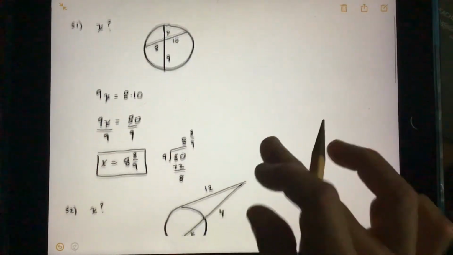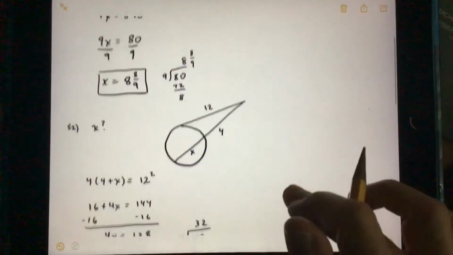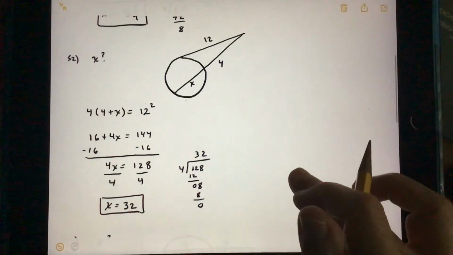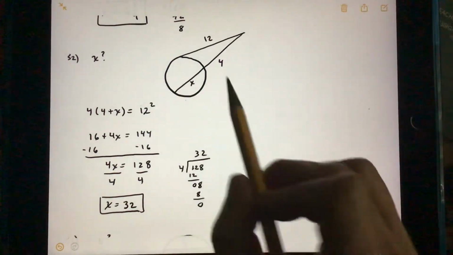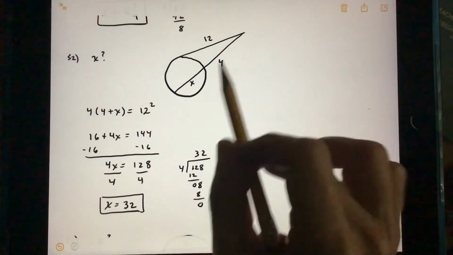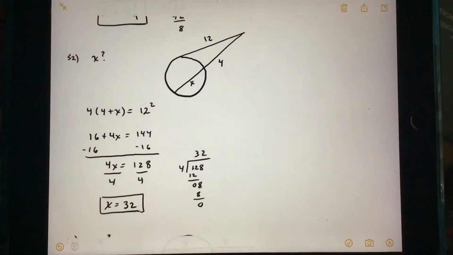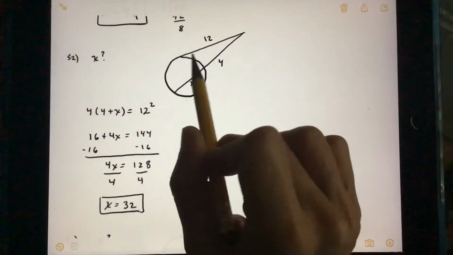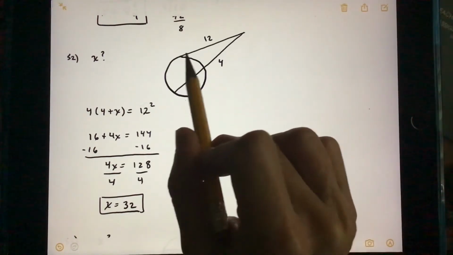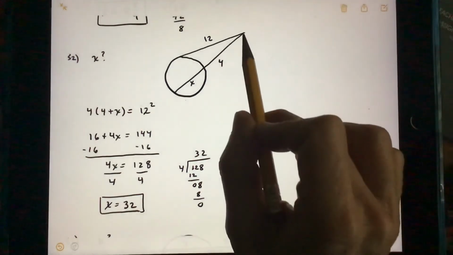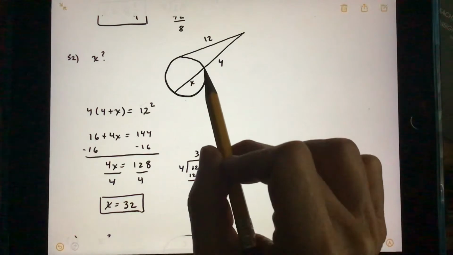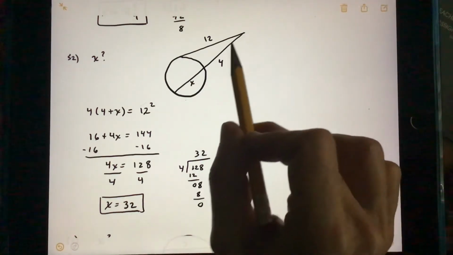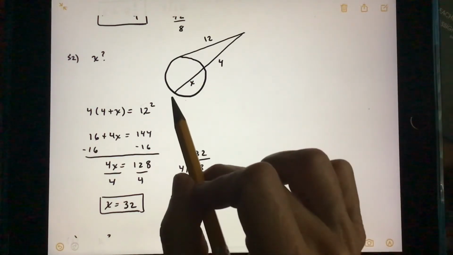All right, sample 2. On sample 2, we're going to take a look at what is the value of x in this diagram here, where we have a tangent segment and we have a secant segment. The relationship between these segment lengths is, if you take this tangent segment and square it, it will be equal to the segment from the point outside the circle to the circle, so 4, times the entire segment from the point outside the circle to the side of the circle here at the end.